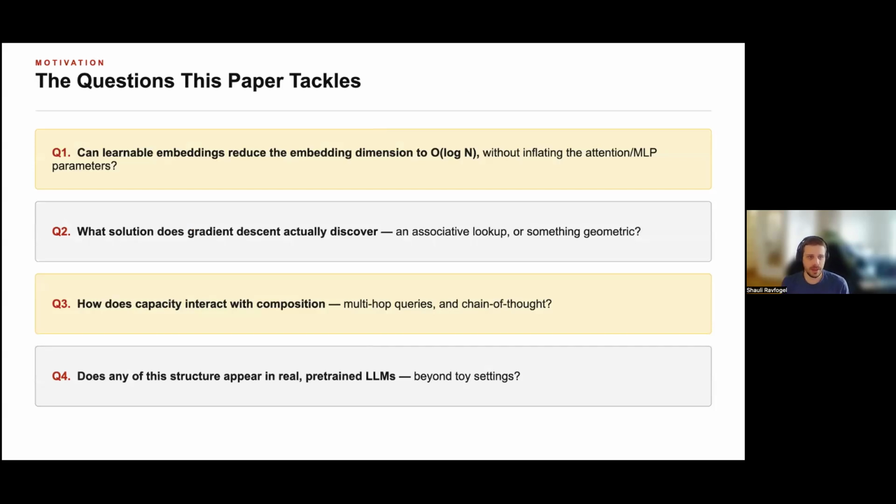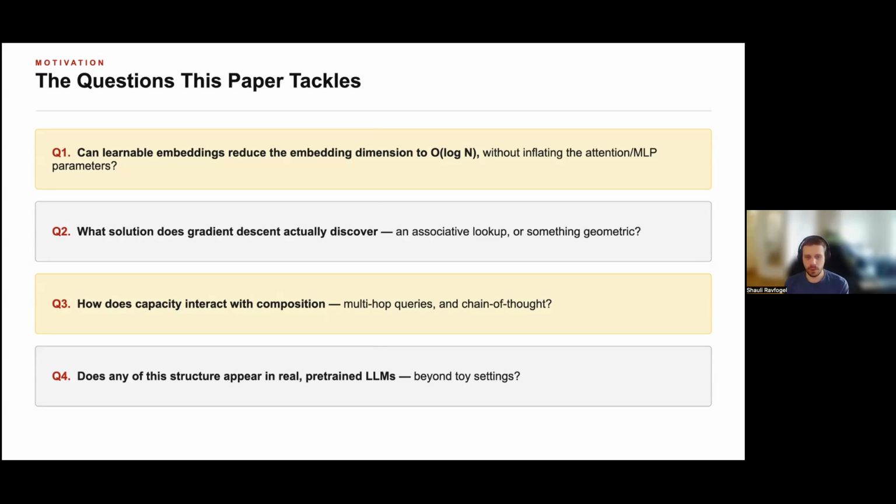Okay. So in particular, we're going to try to answer the following questions. First, can learnable embeddings reduce the embedding dimensions to something logarithmic in the number of entities without inflating the other parameters of the network, which is the MLP or the attention? We're going to try to understand what solution gradient descent is actually converging to, and whether it resembles the classical solution with random embeddings and the parameters of the MLP serving as memory, or whether we're going to get something else.